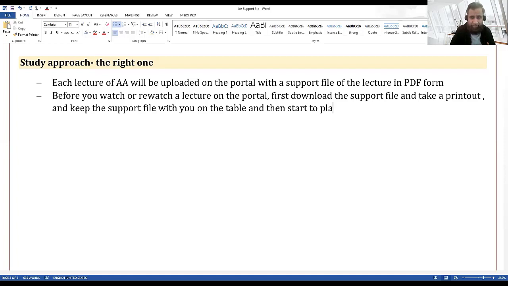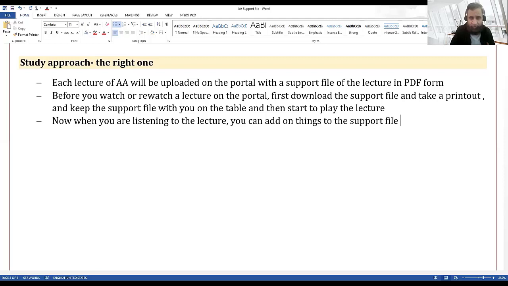Now, when you are listening to the lecture, you can add on things to the support file using a pen. You have a printout, right? You are keeping a printout with you. So you're listening to my lecture, and if you want to add something extra, you can add something extra to the same support file. You can add things on the support file using a pen. And at the end of the lecture, the printout will become your notes for the lecture.